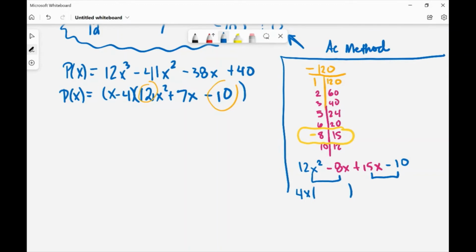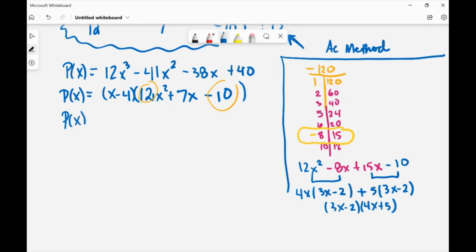3x minus x minus 2. Plus, what about 15x minus 10? You would take out 5. Then we get our 3x minus 2 that we wanted. So the factors are 3x minus 2 times 4x plus 5, or 4x plus 5 times 3x minus 2.